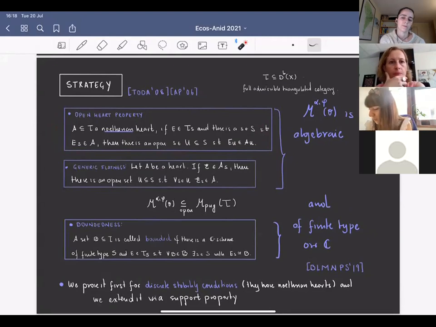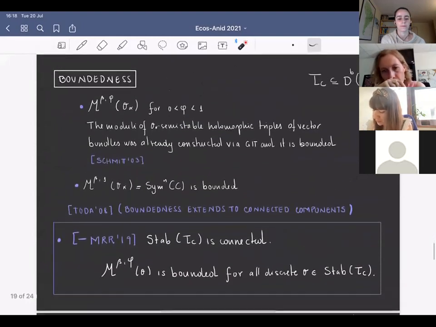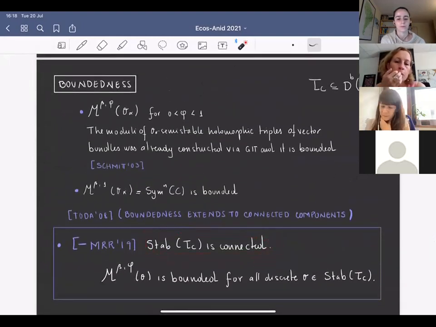So it works well with respect to our classification. And boundedness, the important part in the case of boundedness is that it is extended in connected components. So we already proved, as we mentioned, that Stab TC is connected. And we already know that the alpha stability moduli is constructed via GIT, so it is going to be bounded. So we extend just by connectedness that for all the discrete stability conditions, we need the discreteness, the moduli space is going to be bounded.